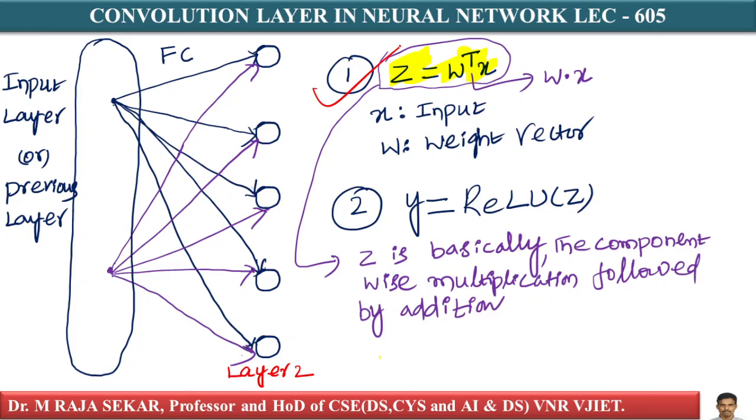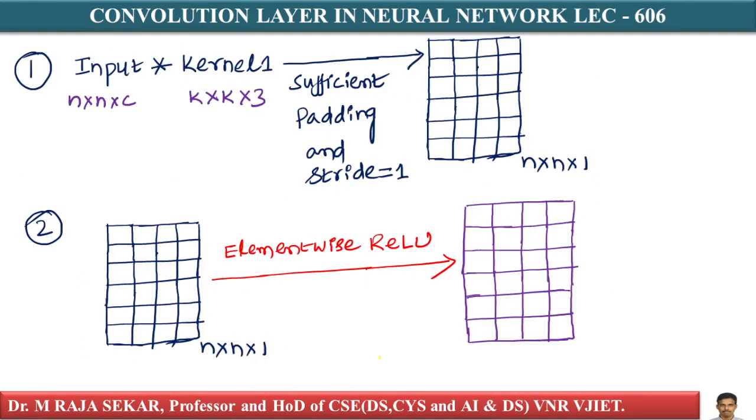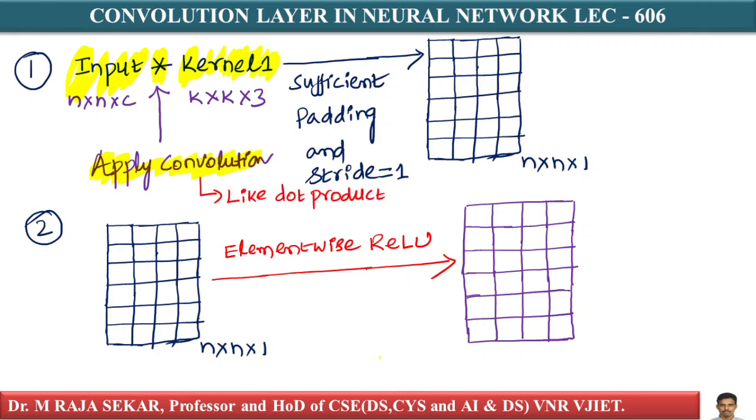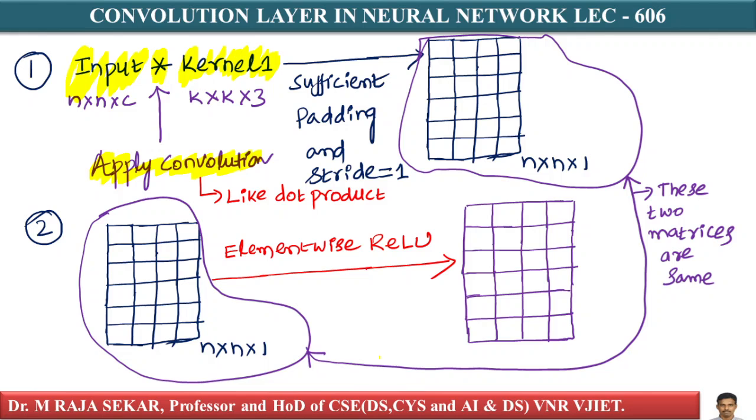Even here, for every kernel you take the input matrix and apply convolution, isn't it? Applying convolution is just similar to a dot product, just like W transpose X in multi-layer perceptrons. This matrix and this matrix are the same, isn't it?